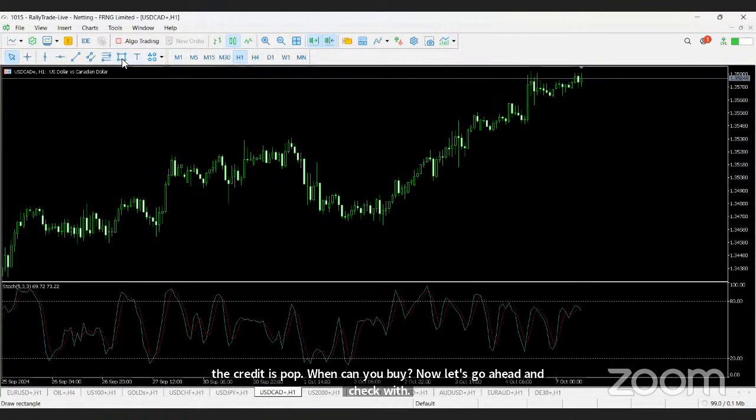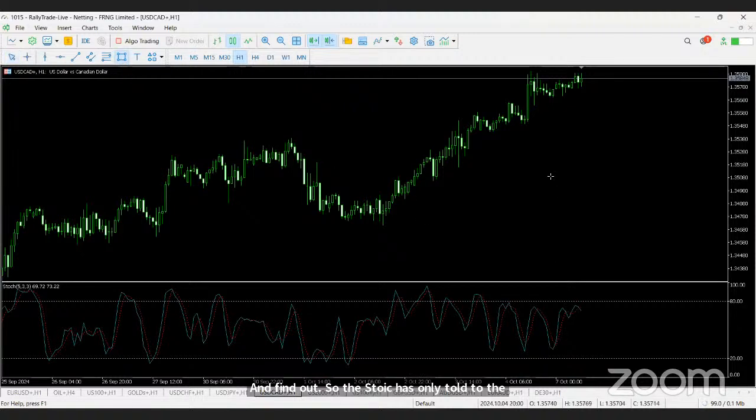So the stochastic has not returned to the lower part. For you to buy on this stochastic, you need this line on the stochastic to return to the lower part of this frame. That's when you can buy. If it is up like that, you cannot buy. But the trend is up though.